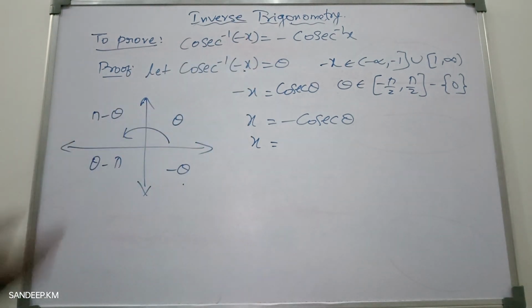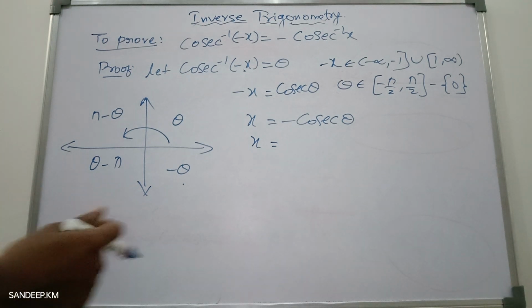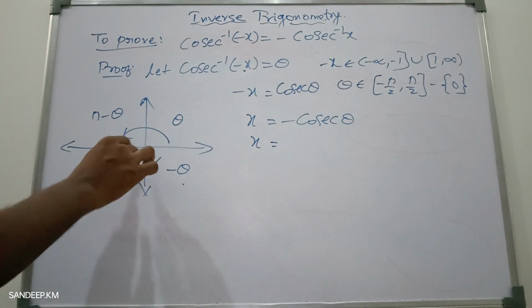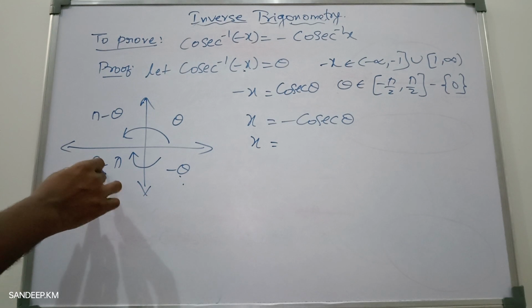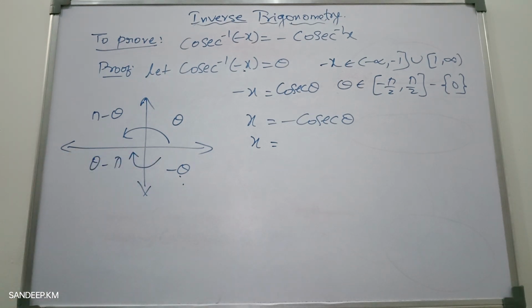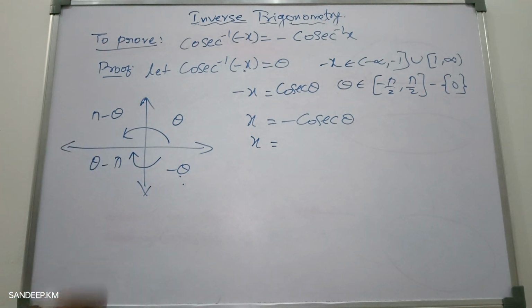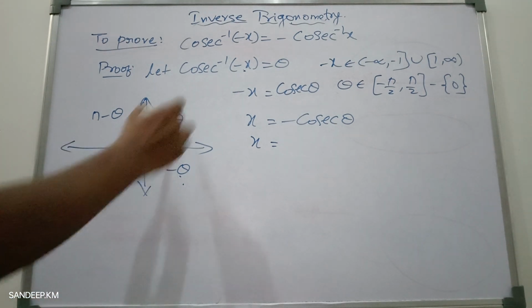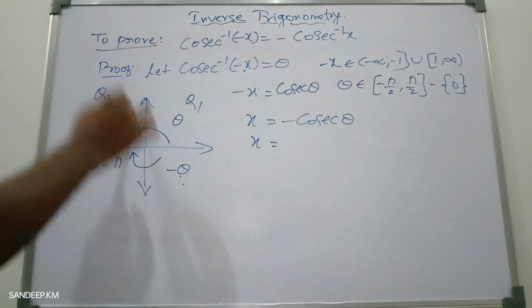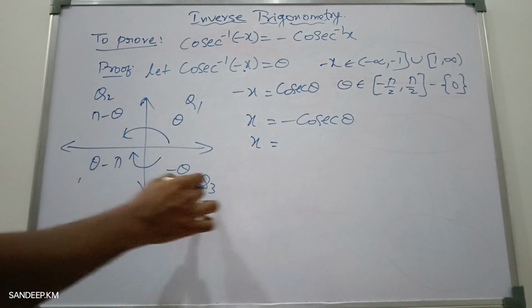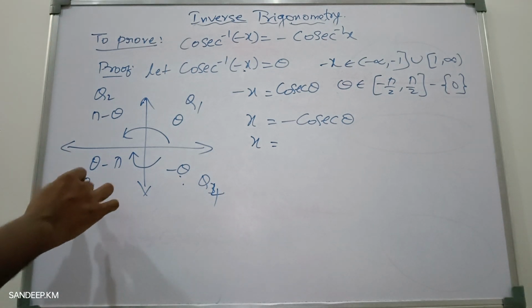In these proofs, slowly you will understand in inverse trigonometry why we are doing it like this. Here minus theta and theta minus pi are taken clockwise. That's why they are negative angles. In these proofs, just take it like this. Slowly you will understand why all these things are happening. So first quadrant, second quadrant, third quadrant. This is fourth quadrant and this is third quadrant.